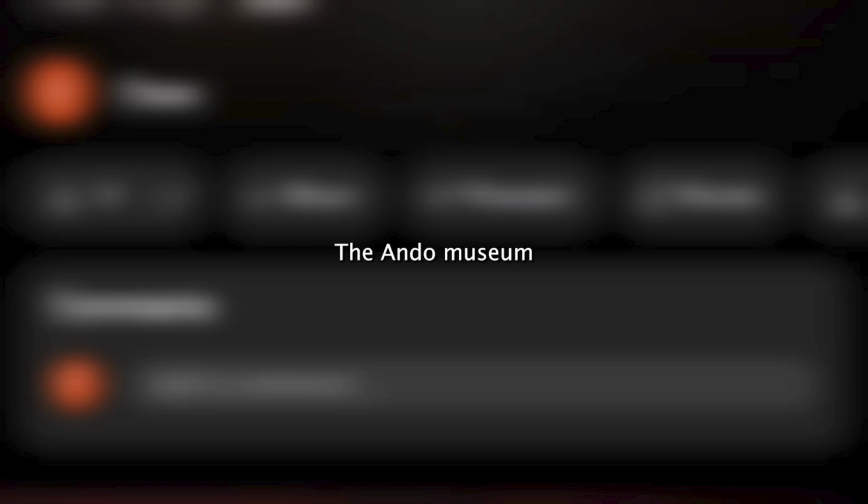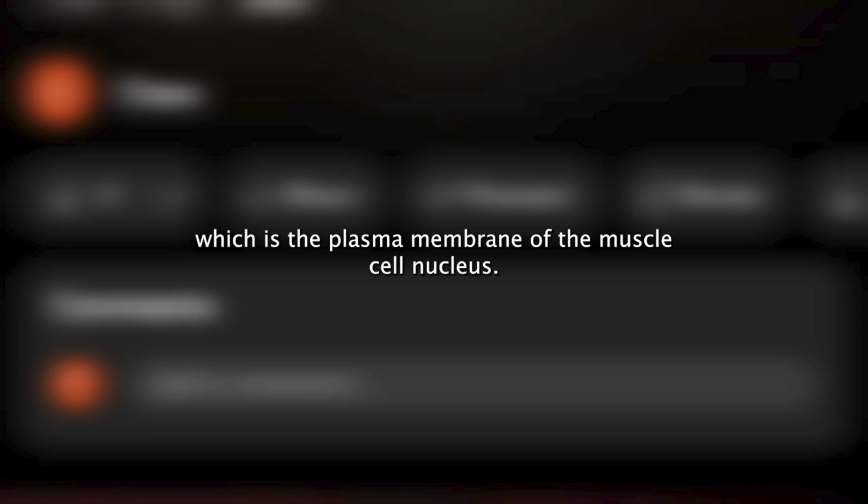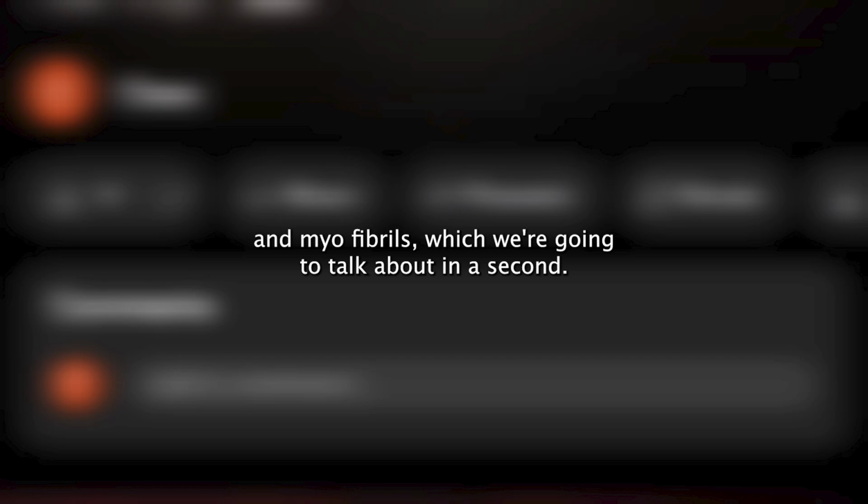The endomysium surrounds an individual muscle fiber, and some structures that exist is the sarcolemma, which is the plasma membrane of the muscle cell. Nucleus, there's a bunch of nuclei in skeletal muscle. The myosatellite cell, which repairs damaged muscle, and myofibrils, which we're going to talk about in a second. Did you guys discuss myofibrils?